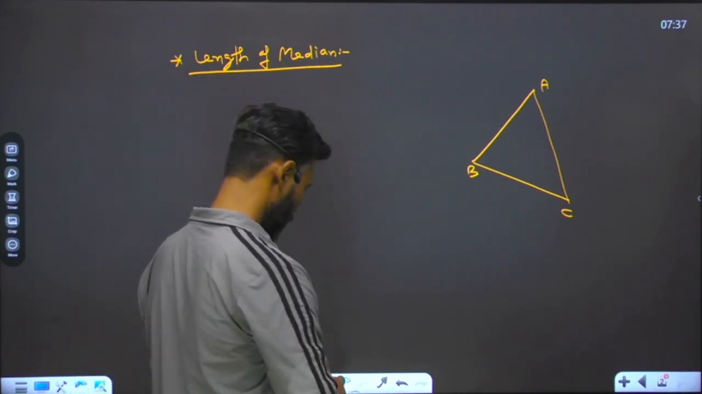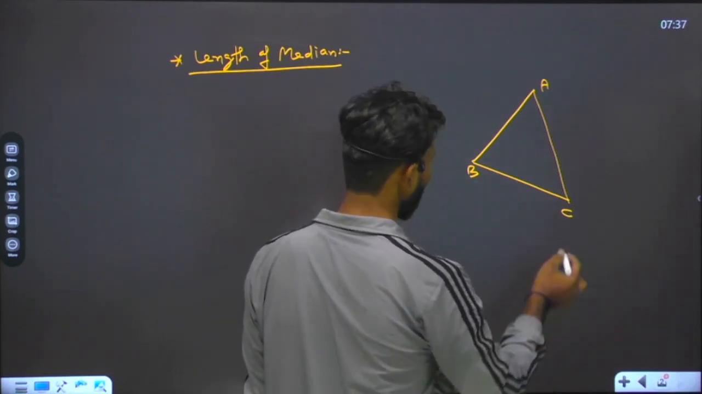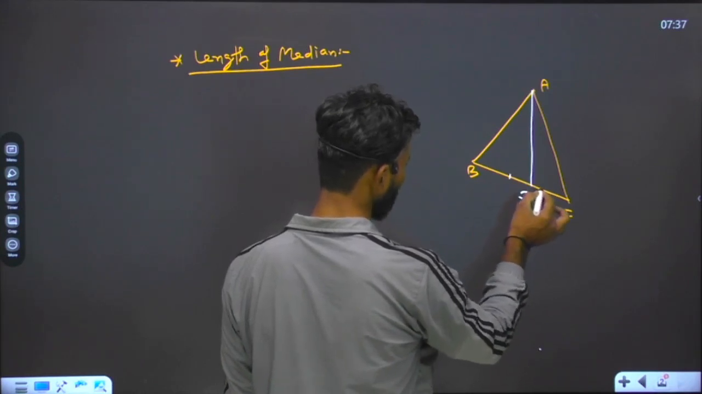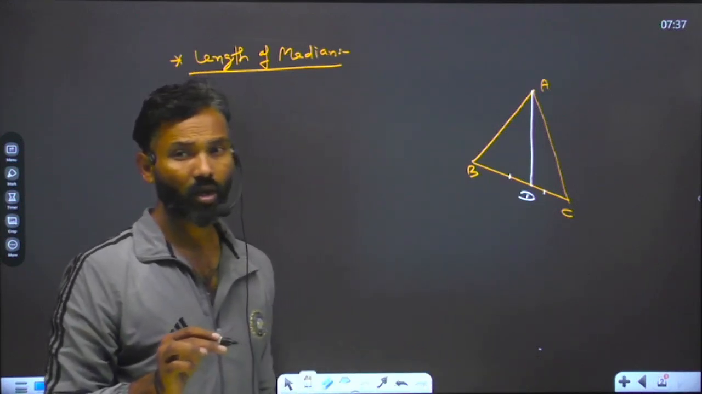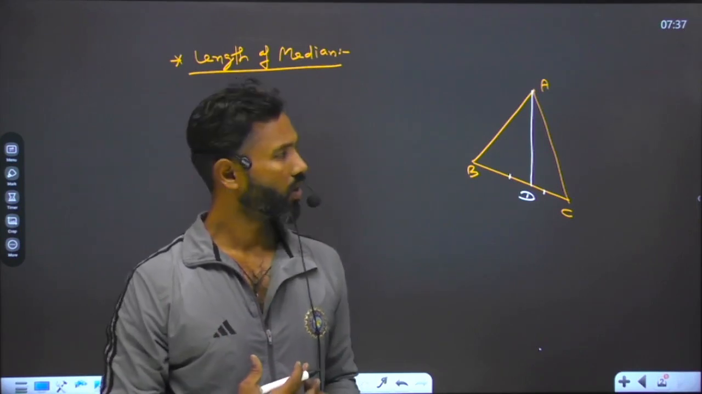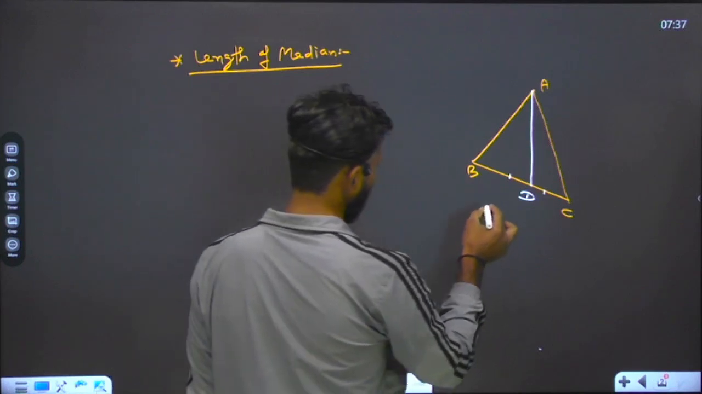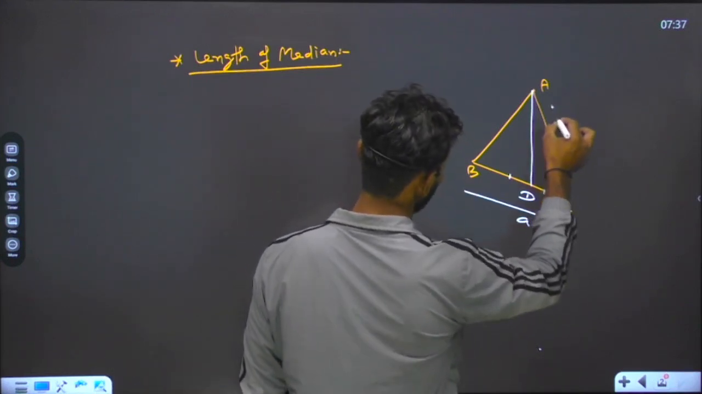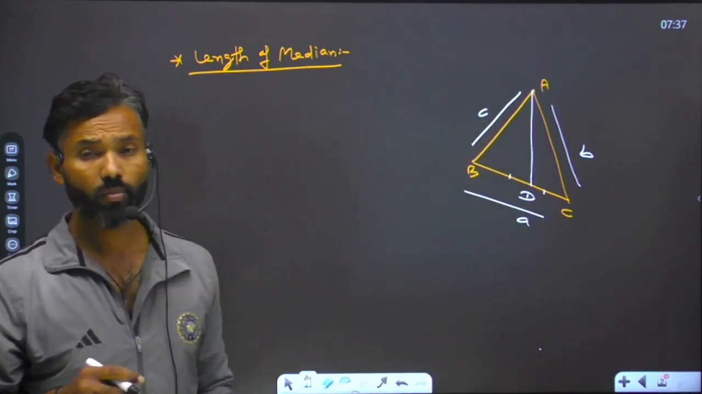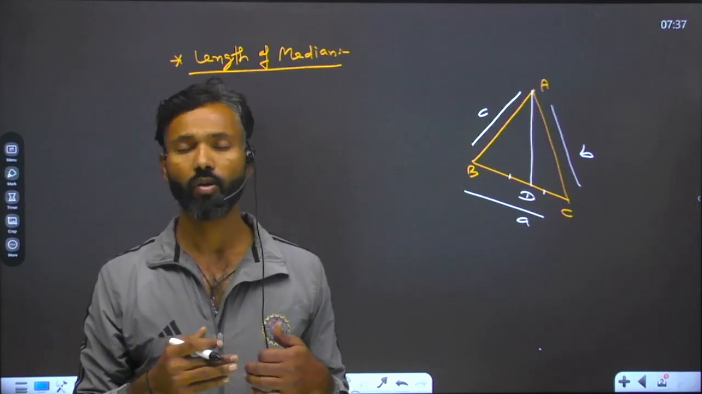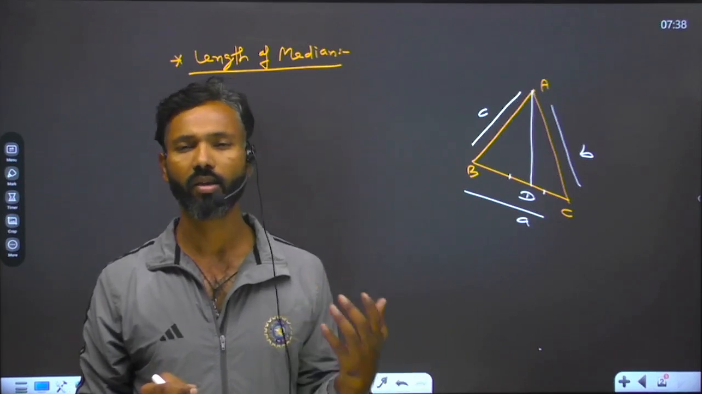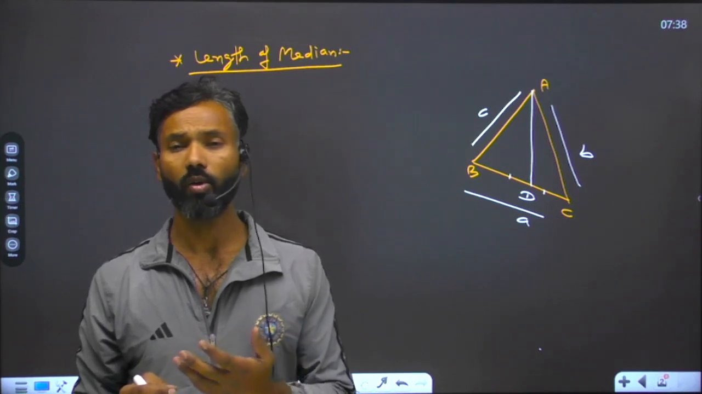Suppose I am dropping a median from the vertex A. This is a median, and the name of the median is AD. AD is going to bisect the side BC. Now we have to calculate the length of AD. Suppose the length of this side is a, the length of this side is b, and the length of this side is c. To form the formula for the length of the median we could apply the cosine formula, but I'm not applying it here. I'm just writing the formula for the length of the median directly.